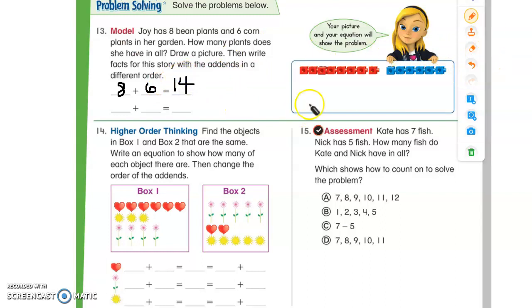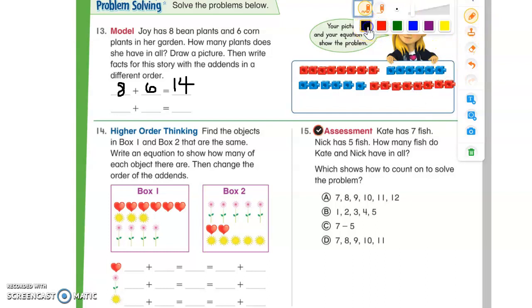Now I'm going to switch my add-ins. So I'm going to start with my blue connecting cubes. And we had 6 blue connecting cubes, or 6 corn plants from the story problem. 1, 2, 3, 4, 5, 6. I'm going to change my snap cubes or connecting cubes to red to represent the 8 bean plants. 1, 2, 3, 4, 5, 6, 7, 8.